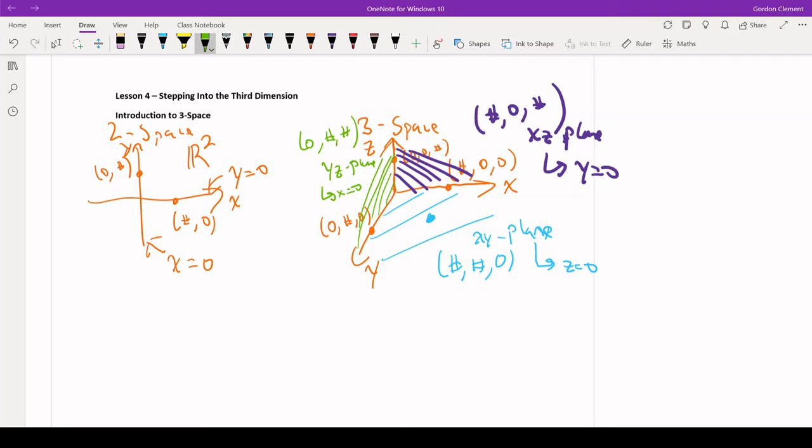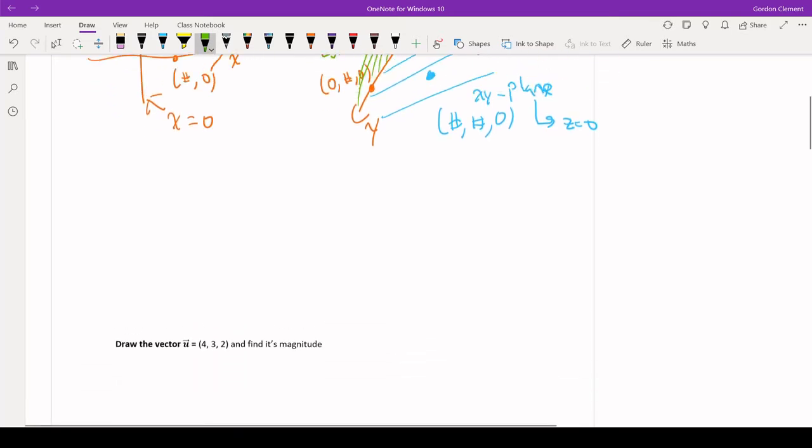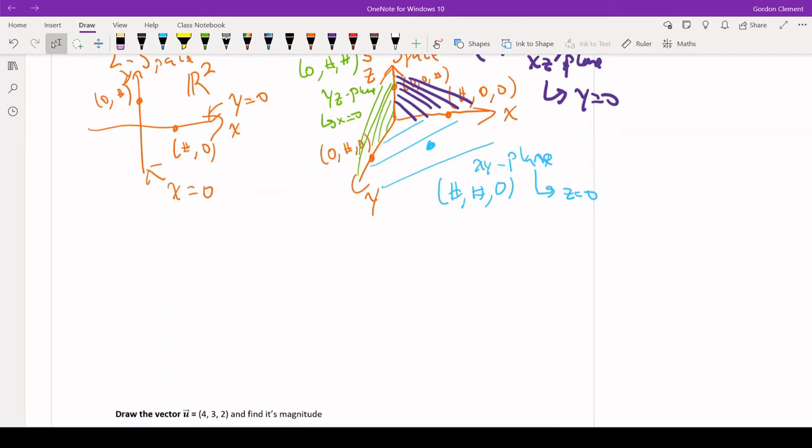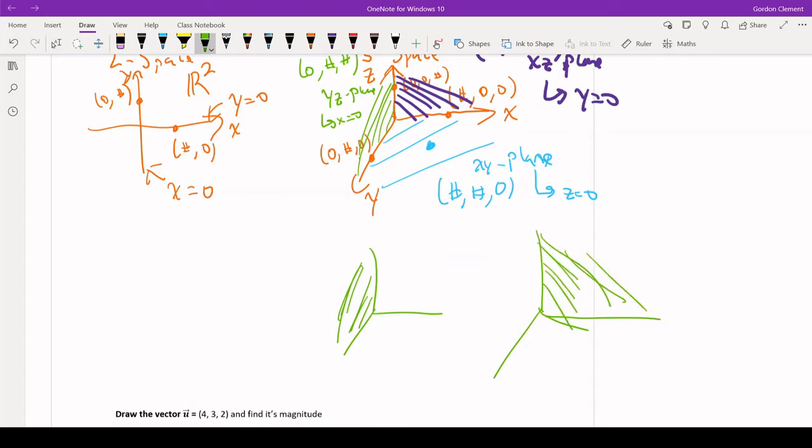So that's my little intro to 3D. I think I was going to draw those planes all in separate pictures, but I tried to draw them all at once, but maybe that would have been helpful. So if you want to draw just the xz plane and put that note together, or the yz plane, if you want to separate those out into different pictures, maybe that would be helpful.